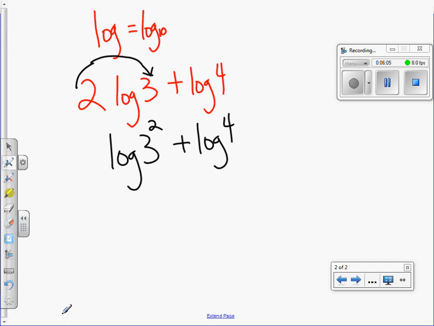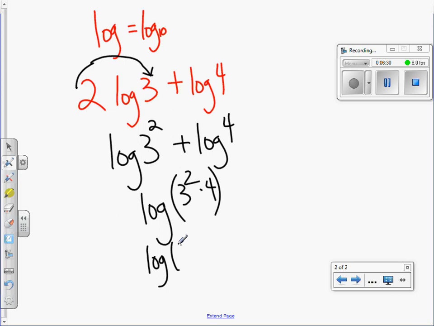Now, what can we do now? Well, since we have a plus in between, we can make a product. We're going to do a logarithm product. The product of what? Of 3 squared and 4. Okay, now 3 squared is 9. And then 9 times 4 is 36.